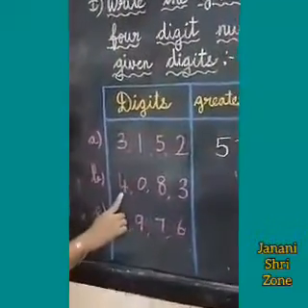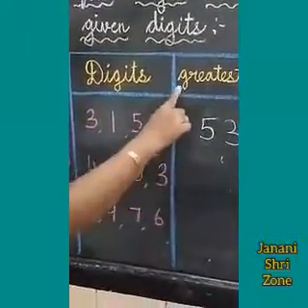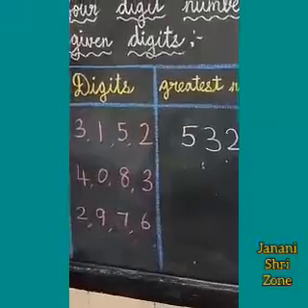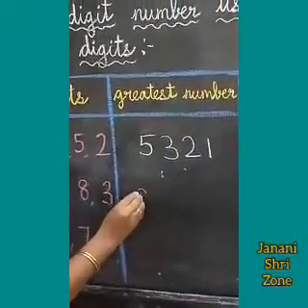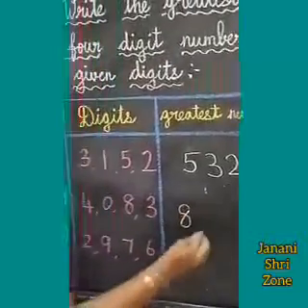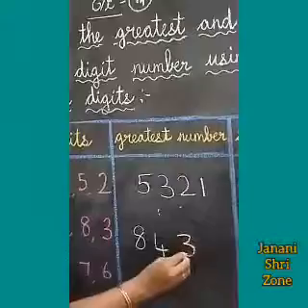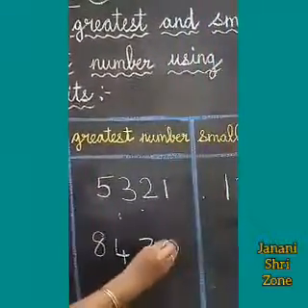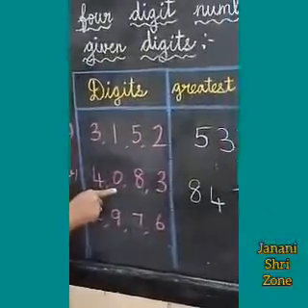Next, 4083. Yes, for greatest number, how will you write it, children? Big to small. Which is the big digit? 8, 4, 3, 0. For smallest digit, here 0 is the smallest digit.